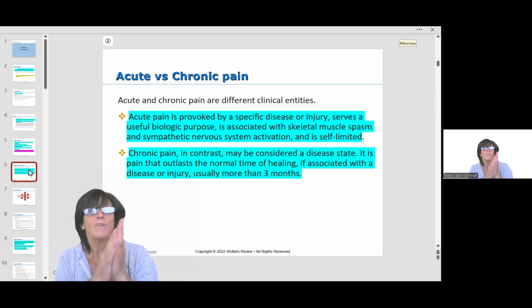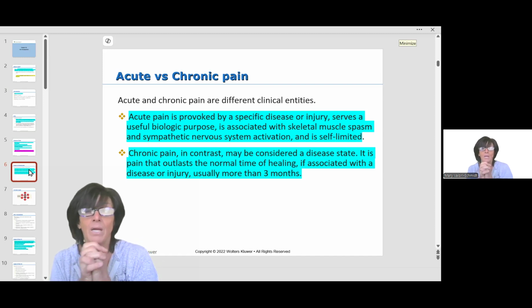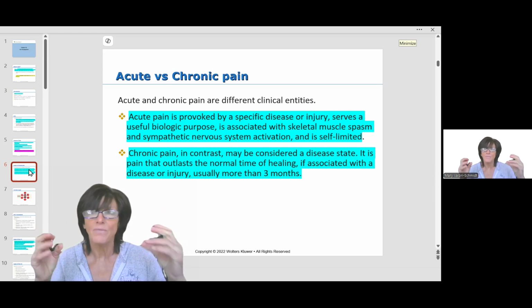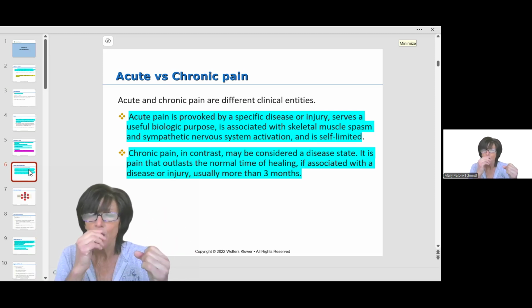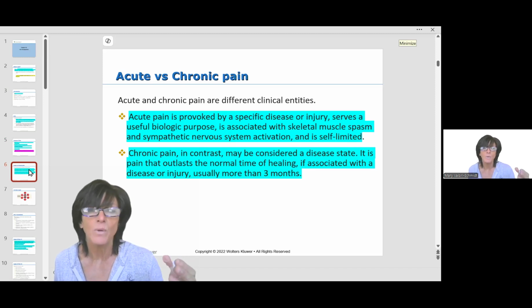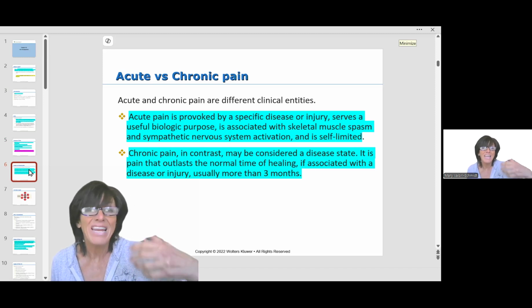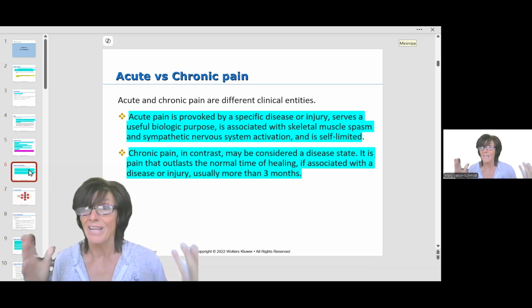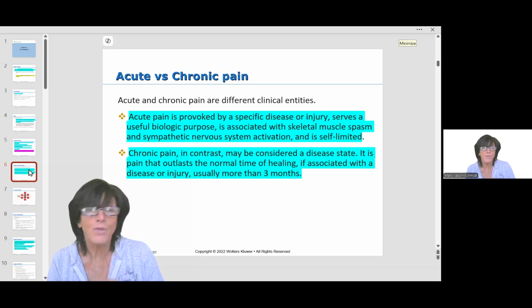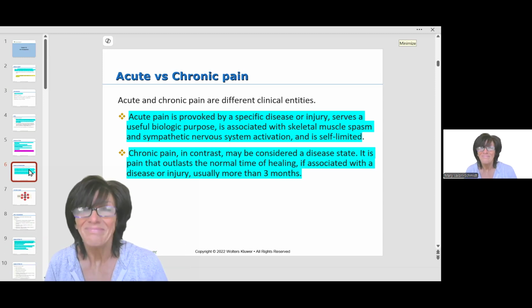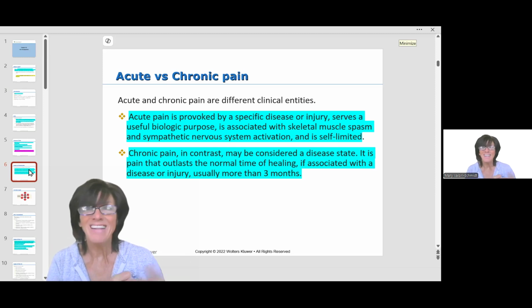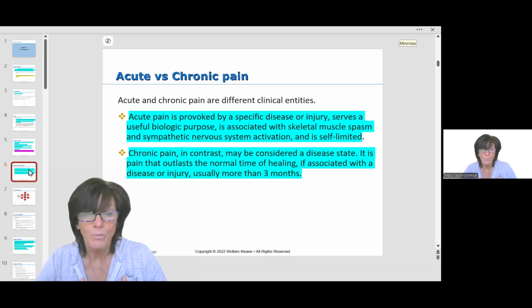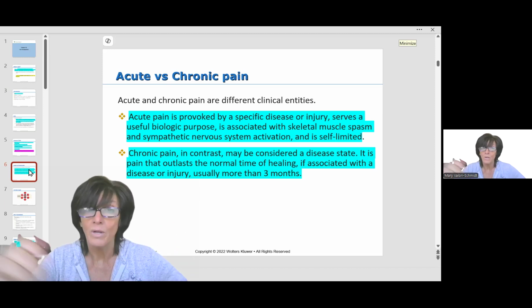Okay? We have acute pain and we have chronic pain. Acute pain is something that is short term, right? There's a specific injury or an illness or a disease, and it serves a purpose because it's associated with spasms and sympathetic nervous system activation, and it's self-limited. In other words, it doesn't last long. So if you sprain your ankle, it's going to hurt, but it's not going to hurt forever. It's probably going to hurt for a while, and then it's going to intermittently get better, better, better till it's gone.